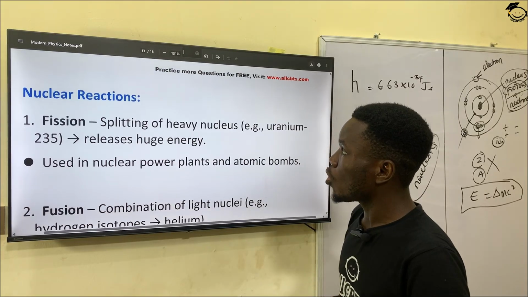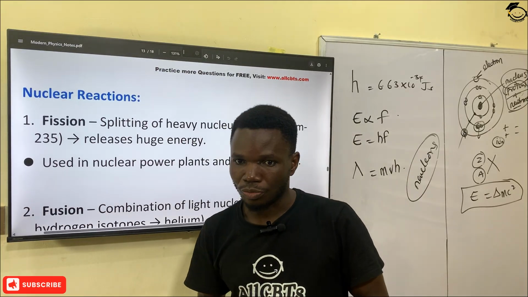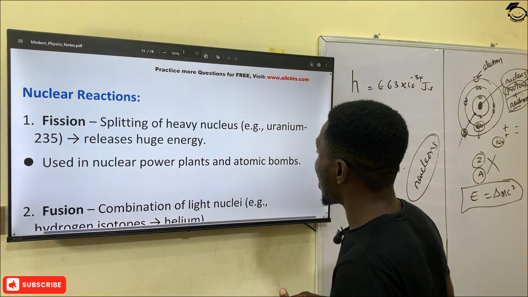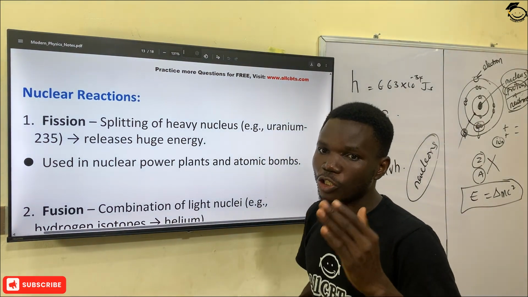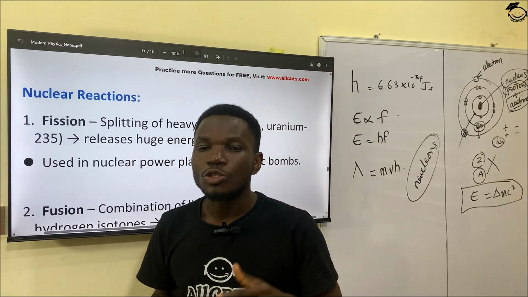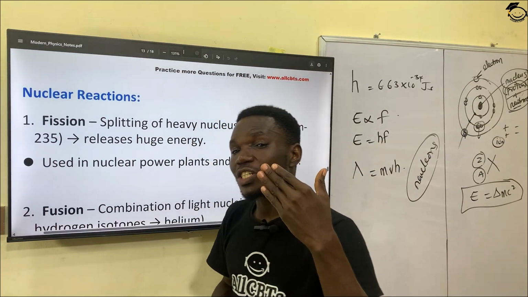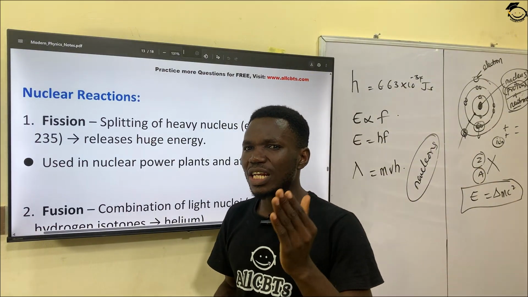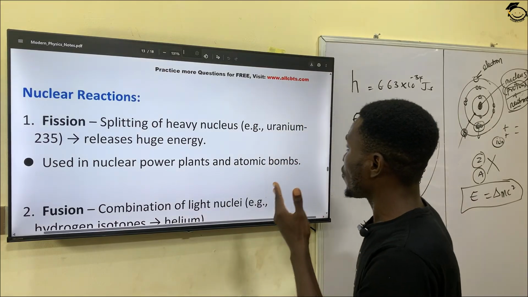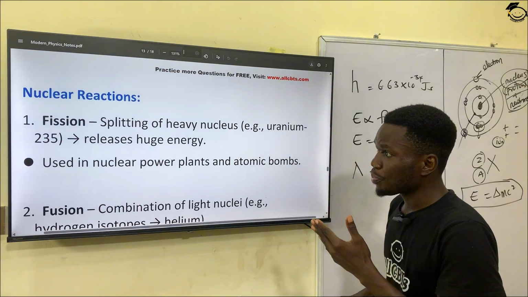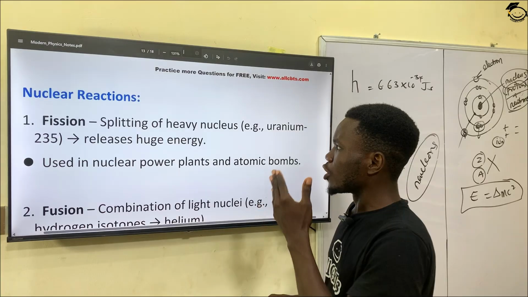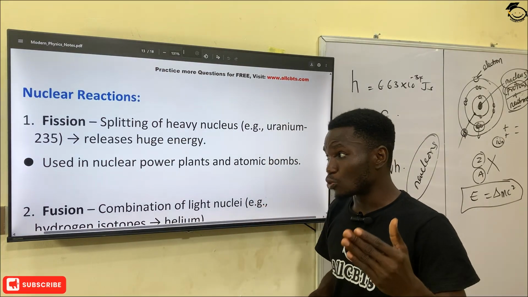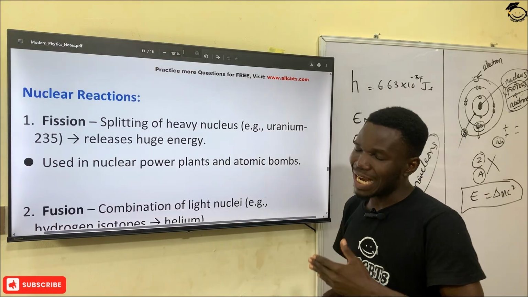Moving on from there, that takes us to what we call nuclear reaction. We have two types of nuclear reaction: nuclear fission and nuclear fusion. Nuclear fission is the splitting of a giant molecule into simpler molecules and the release of energy. So the splitting of a heavy nucleus, e.g. uranium 235, to release huge energy is called nuclear fission. And this is used in nuclear power plants and atomic bombs.